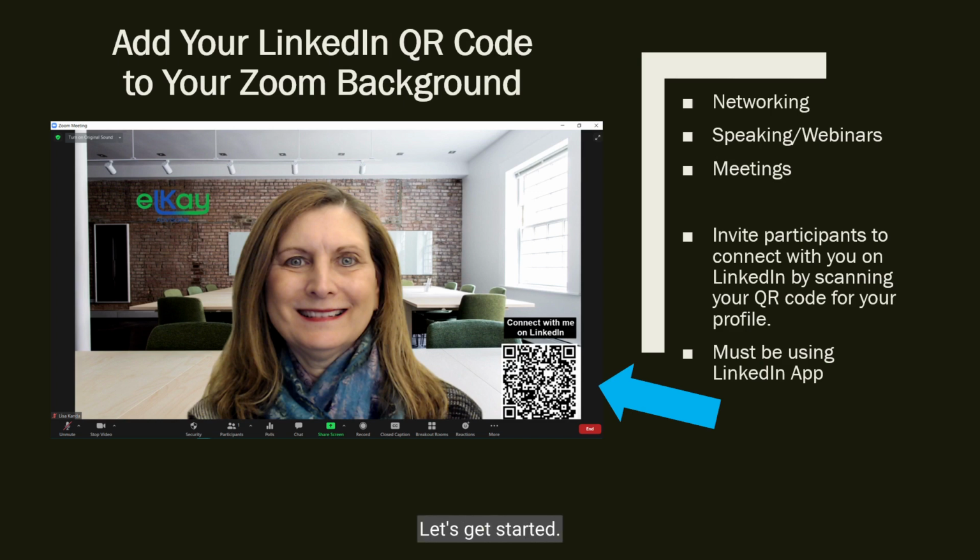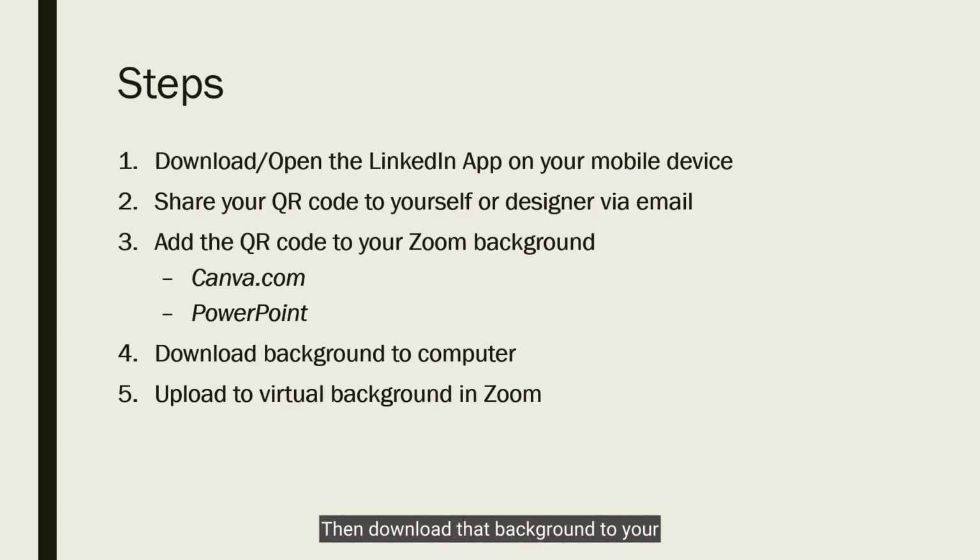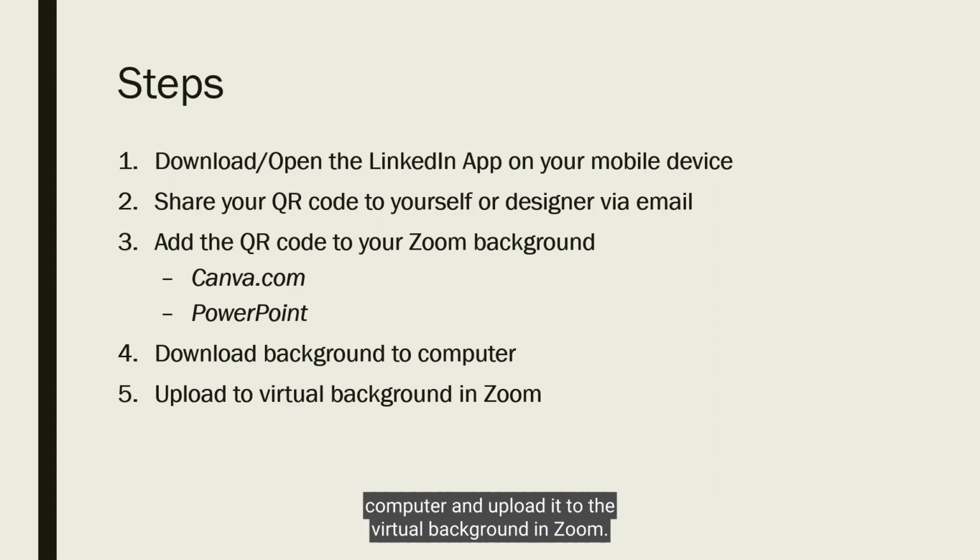Let's get started. So first, you're going to download and or open the LinkedIn app on your mobile device. Then you're going to share your QR code to yourself or a designer via email. If you're not doing this yourself, someone is doing it for you. You're going to add the QR code to your Zoom background. There are two options here I'm going to show you. Then download that background to your computer and upload it to the virtual background in Zoom.